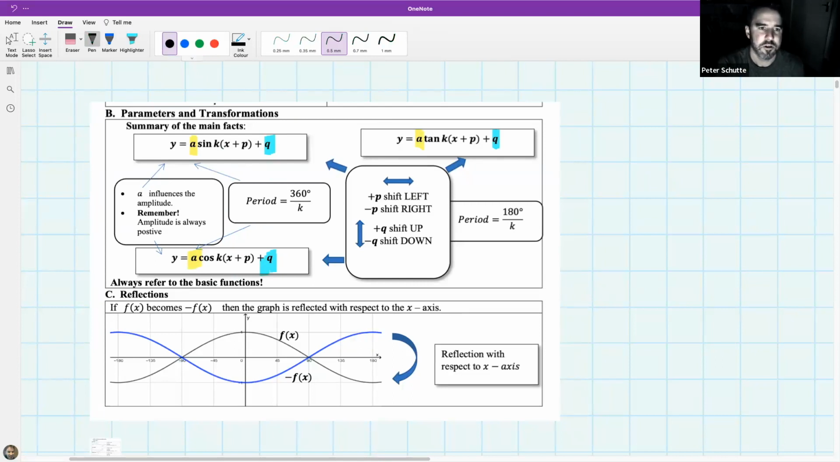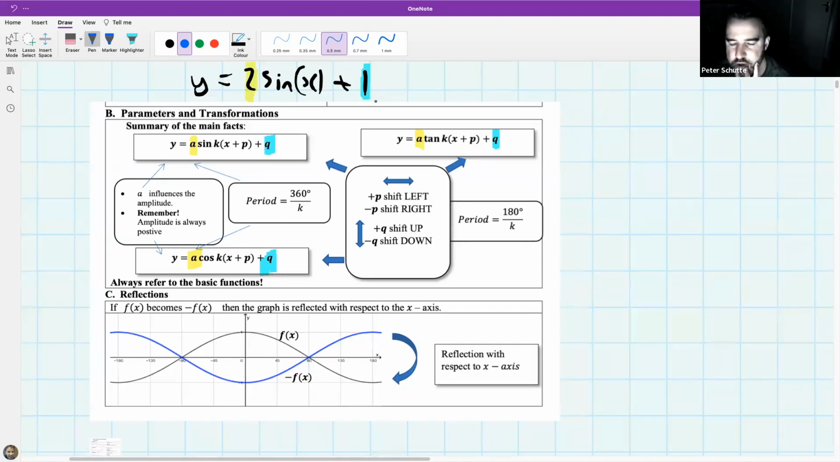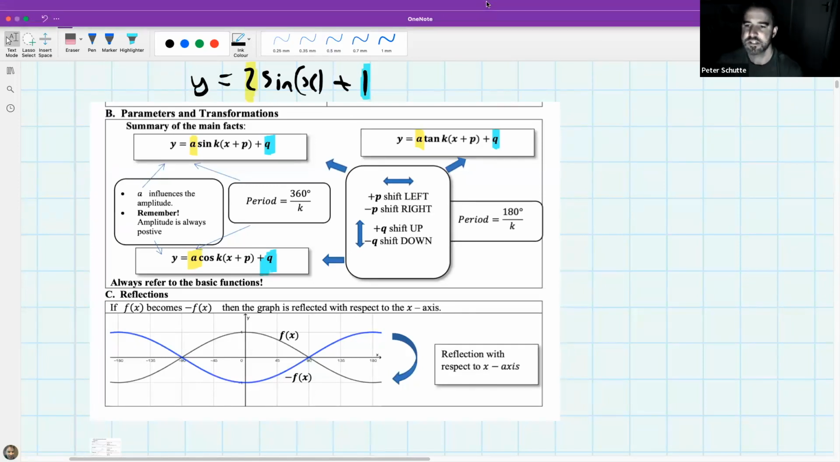To give you an example, you could have something like y equals 2 sine x plus 1, and that has changed the yellow value, and it's also changed the blue one. So what does the 2 do? What does the 1 do? I'll give you a bit of time to put in the chat or to raise your hand. So yellow changes the amplitude, and Q, what does Q do?